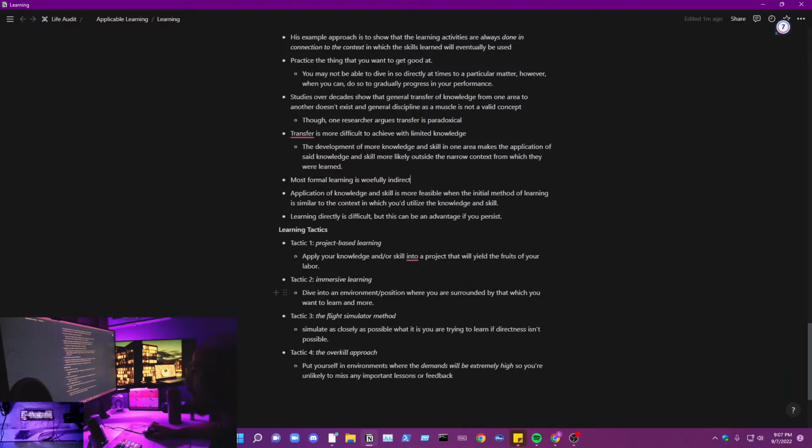Tactic 2, immersive learning. Dive into an environment or position where you are surrounded by that which you want to learn and more. So let's say you want to learn a language, and let's say it's Spanish. It might be in your interest to maybe go to a Spanish church meeting where you're going to be immersed in that language.